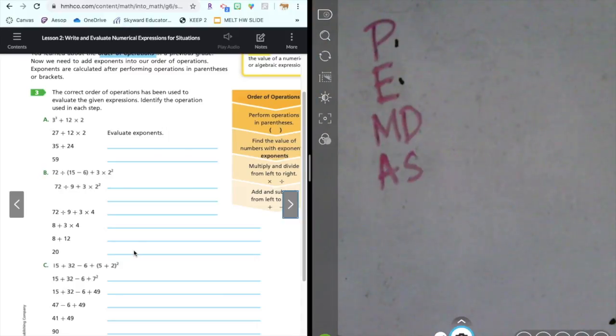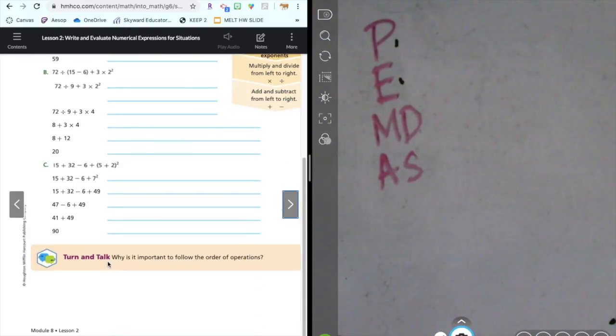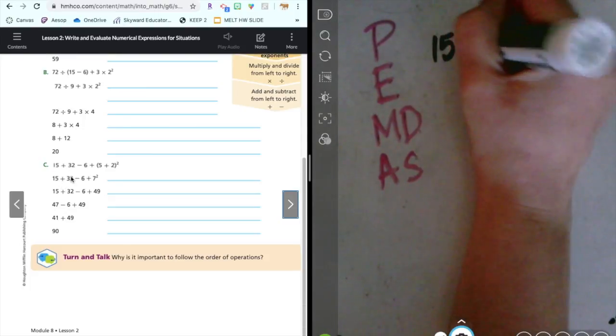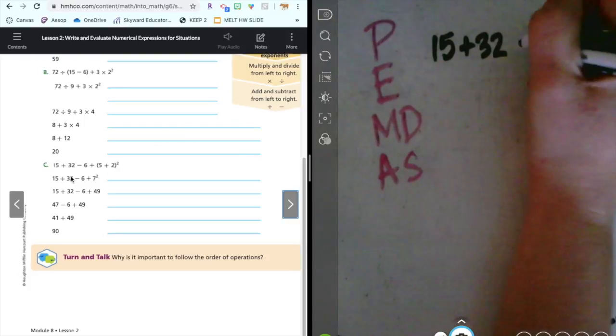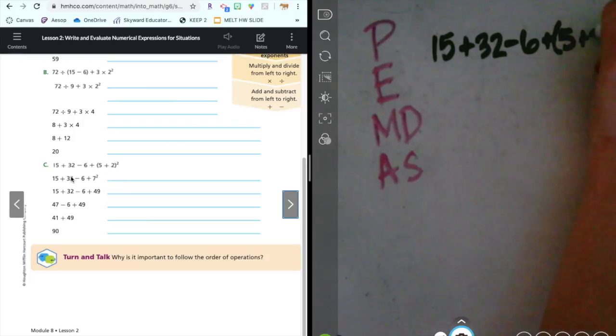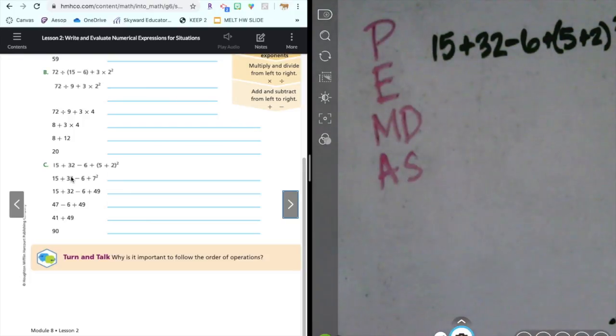So if you're following along on your online textbook, we're going to skip to C. So right here, we are going to do, so it says 15 plus 32 minus 6 plus parentheses 5 plus 2 squared. All right. Ooh, I love these problems so much.